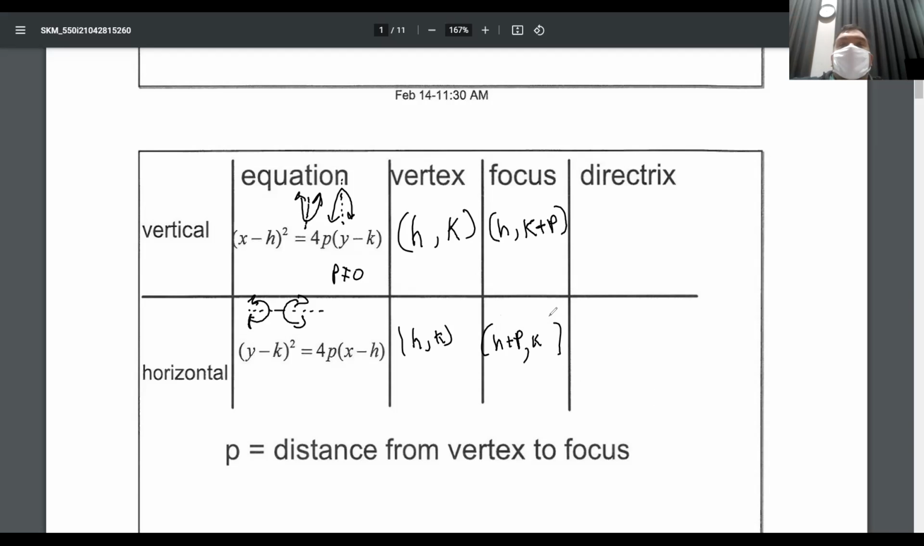Now, it's the same distance. Remember, they're the same distance to every point, even the point underneath it, which means if, let's say, the focus is 5 units up, the directrix should be 5 units down. So the directrix is the line y equals k minus p.